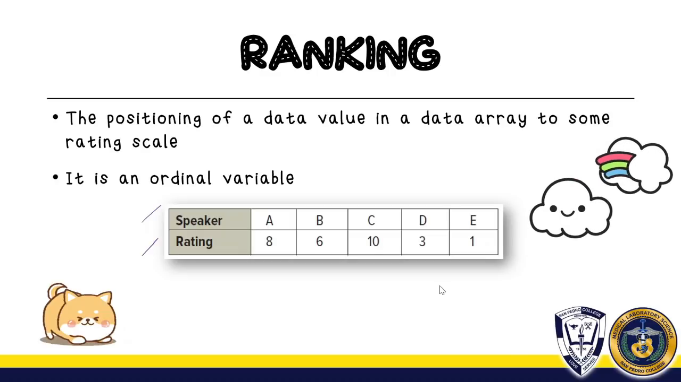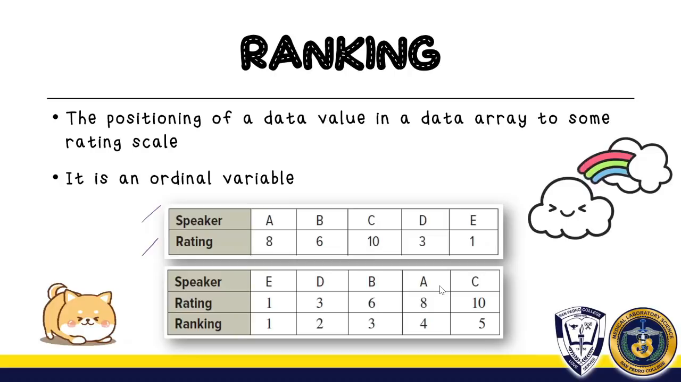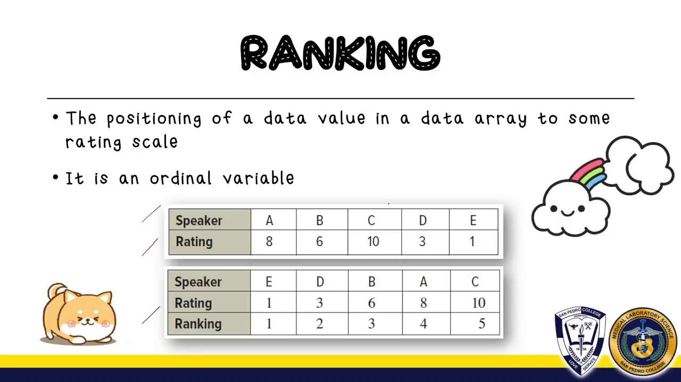Now, if we try to rank it, 1 being the best and 10 being the worst, then ganito po yung mangyayari sa ranking natin, di ba? Since 1 is our best, then speaker E would be our first. And then, si speaker D, having a rate of 3, siya yung second, and then sunod-sunod na, and then our last would be 10 kasi nga, di ba, si 10 is our worst. So that is how you rank your data. So as simple as that.